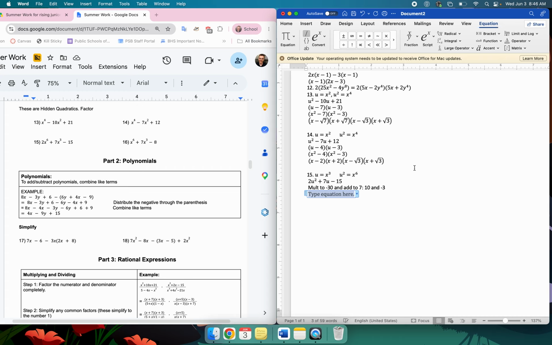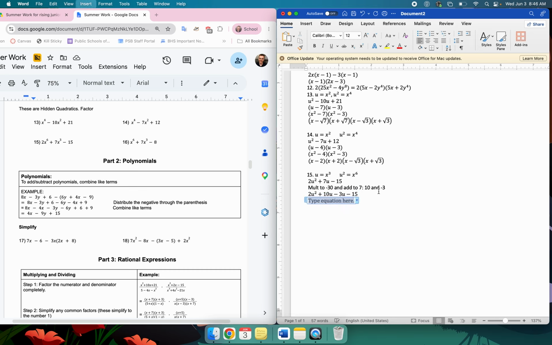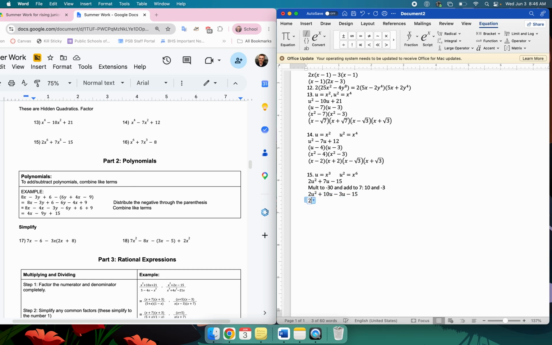So I'm going to use those numbers to split the middle. In other words, I'm going to rewrite 7u as 10u minus 3u minus 15. And then, like the other problems, I'm going to group these first two terms and pull out the GCF. There's a common factor of 2u. When I remove 2u from this term, I'm left with a u. And when I remove 2u from this one, I'm left with a 5. And then likewise, in this one there's a common factor of 3. You really want to pull out a negative 3, because then you'll be left with positive u plus positive 5.